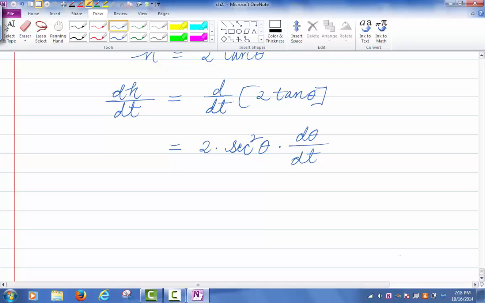And so now we could say then the rate of h with respect to time at the moment when theta is 50 degrees, but we have to convert 50 degrees to radians. Why do I have to convert? Well, I didn't emphasize this before. In calculus, the measure of an angle is always in radians.